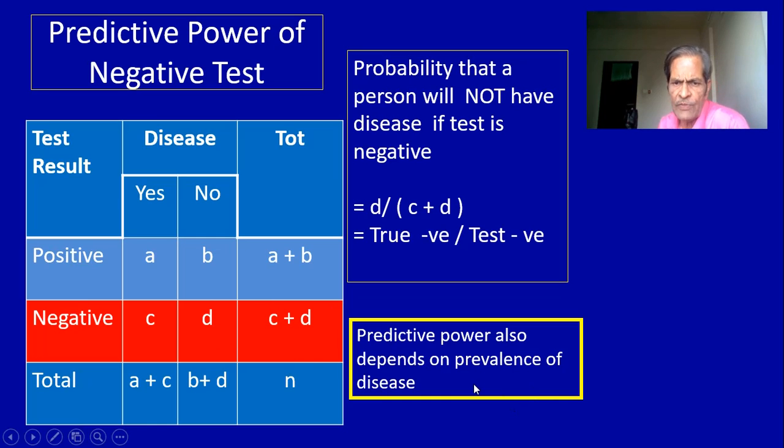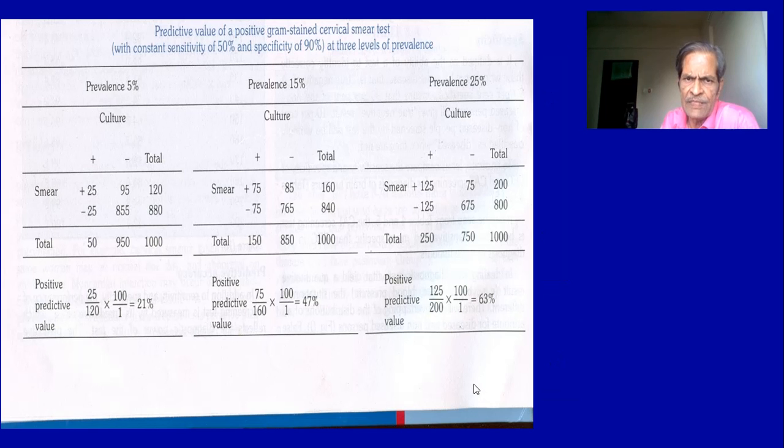Predictive power also depends on the prevalence of the disease. The predictive power is therefore a function of the test as well as the prevalence of the disease. Sensitivity and specificity are functions of the test itself, but the predictive power is, in addition to the test, also a function of the prevalence of the disease. So it will be different if the prevalence of the disease is different.